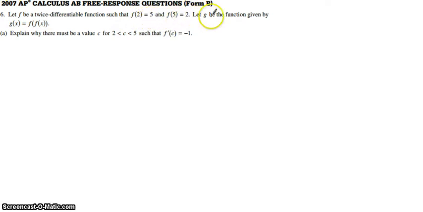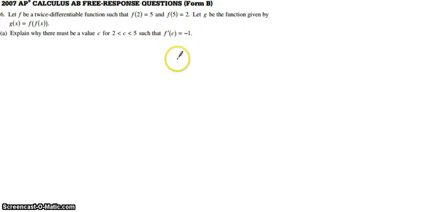Then they go on to say something about this function g. They define g right here. That's not going to be needed in part A. We'll need to refer to that in part B. In part A, all we need is this first sentence. So part A says, explain why there must be a value c in between 2 and 5 such that f prime of c equals -1.